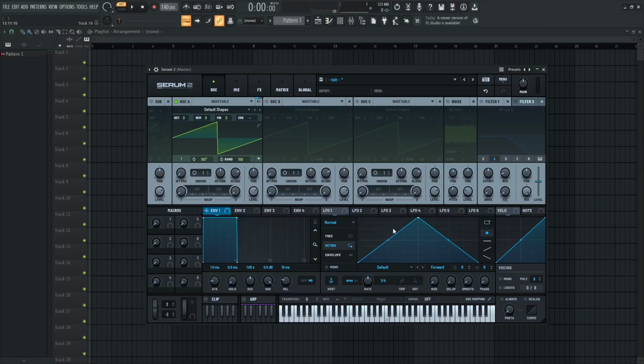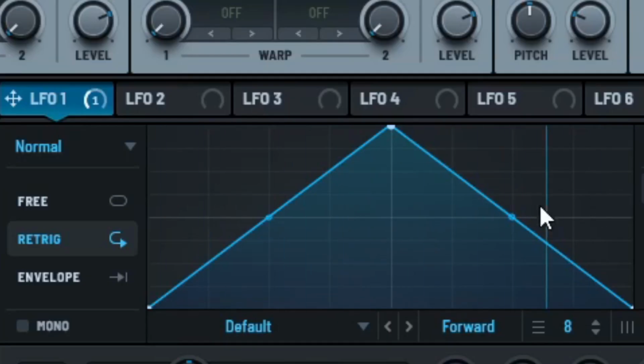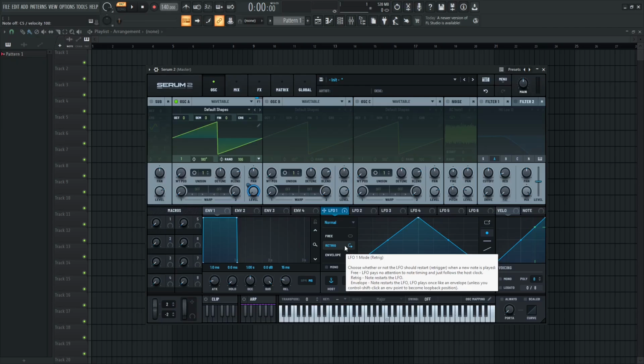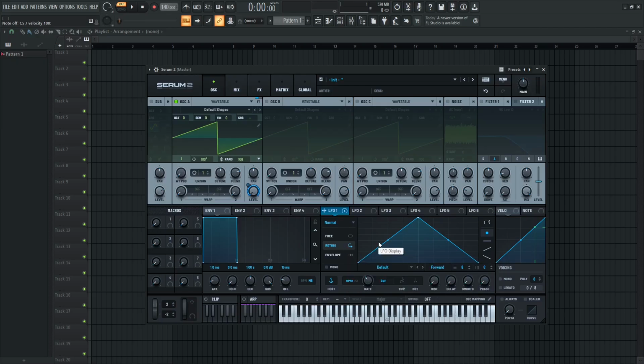Retrigger, if you have, let's say, I'll put an LFO on the level here. With retrigger, this is going to go up and down, but it's only going to start going up and down when I press a note. When I let go, you can see there's a line that's following where the LFO currently is at. That only happens when the note's played. When the note is not played, it just restarts. It goes back to the beginning.